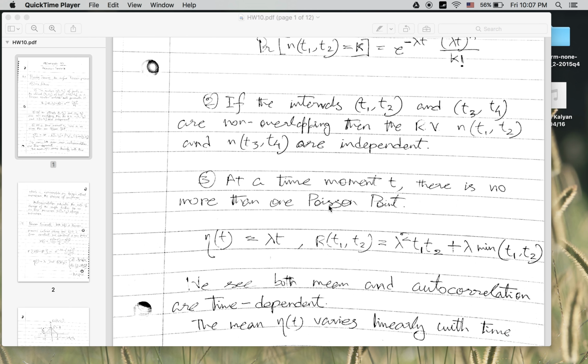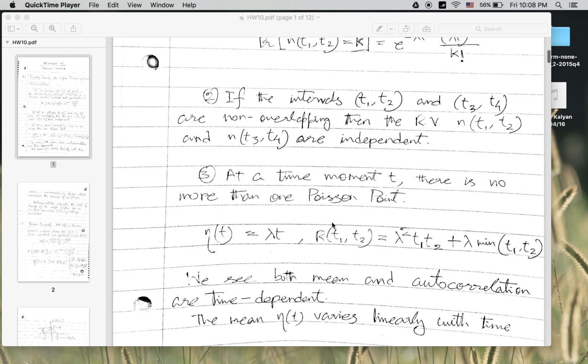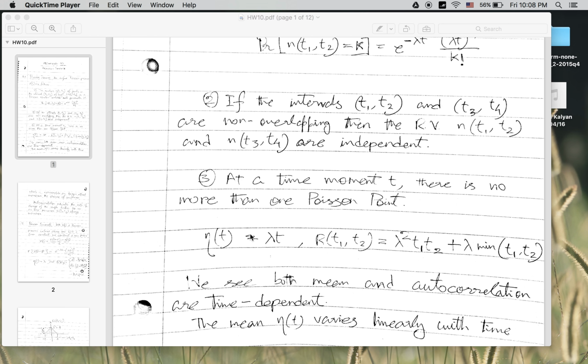If we collect the properties of the Poisson process, we get that the mean of the Poisson process is lambda t. The autocorrelation R(t1, t2) is lambda squared t1 times t2 plus lambda times the minimum of t1 and t2. Now let's see how this can be interpreted. The mean is lambda t, so with longer intervals, the probability of success increases. That is understandable in the real world, because as the interval increases, the probability of occurrence of an event also increases. That is captured in the mean.